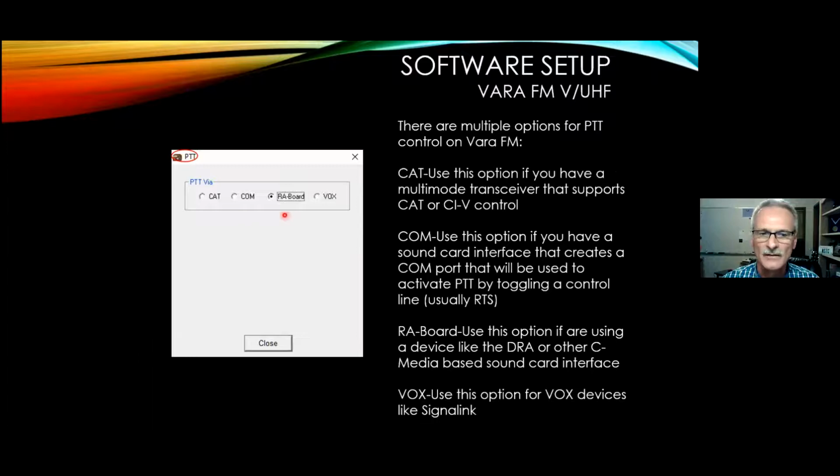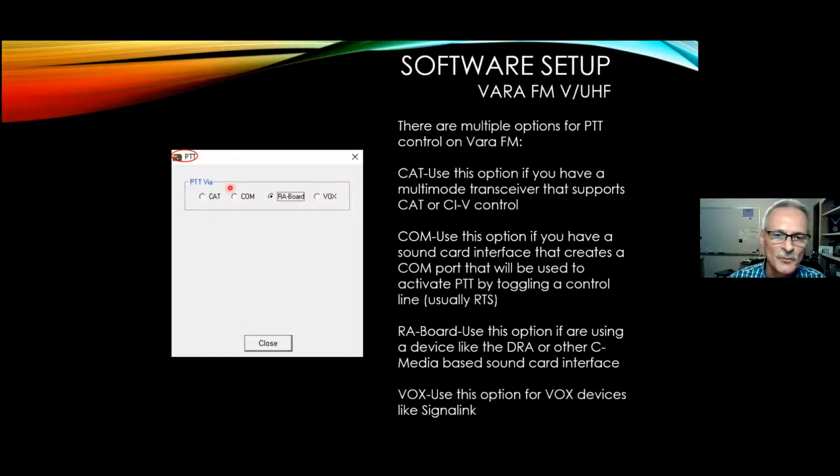Okay, again, he uses the RA board. There are the other options you have here, CAT control. So if I'm using a transceiver that's got the sound card built into it, like an IC-7100, I will select CAT here, and we will actually send the CI-V command over the serial interface to tell the transceiver to go into transmit mode.